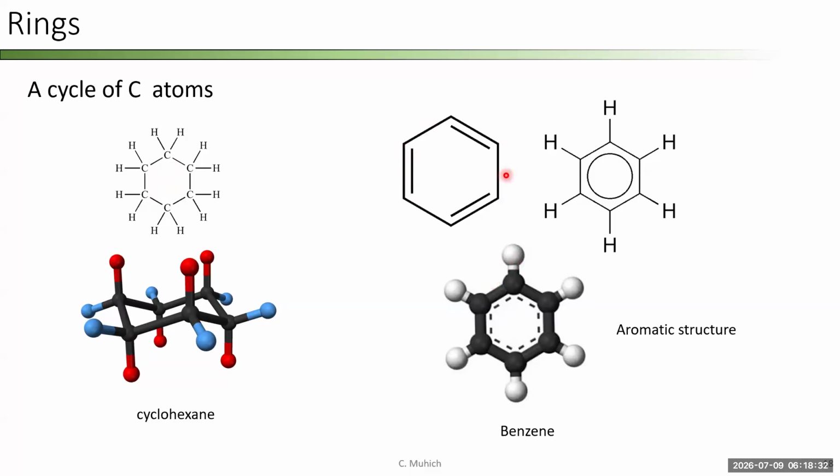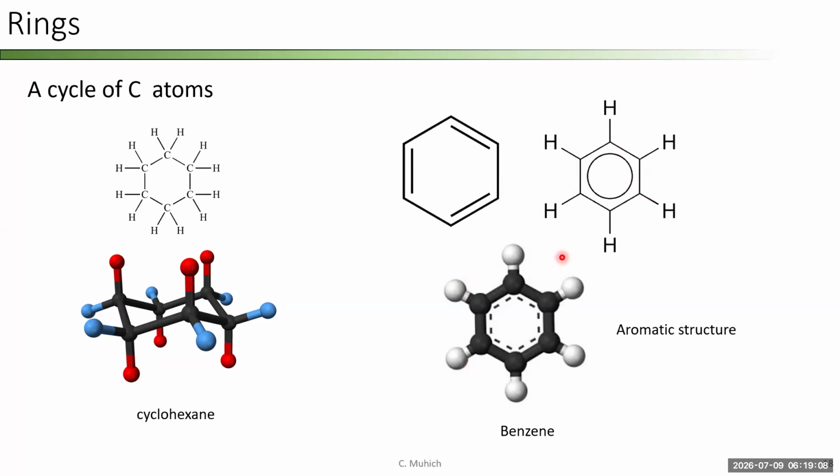We can represent it this way, or we can represent it like this on the right-hand side, where we draw single bonds and then a circle amongst them. This indicates that we have an aromatic structure. An aromatic in chemistry terms literally means that we have this alternating pattern of single and double bonds where electrons are shared between all of the carbons at the same time.